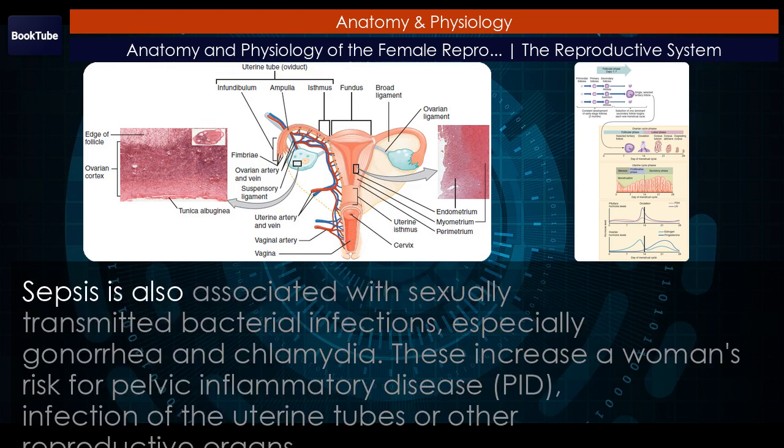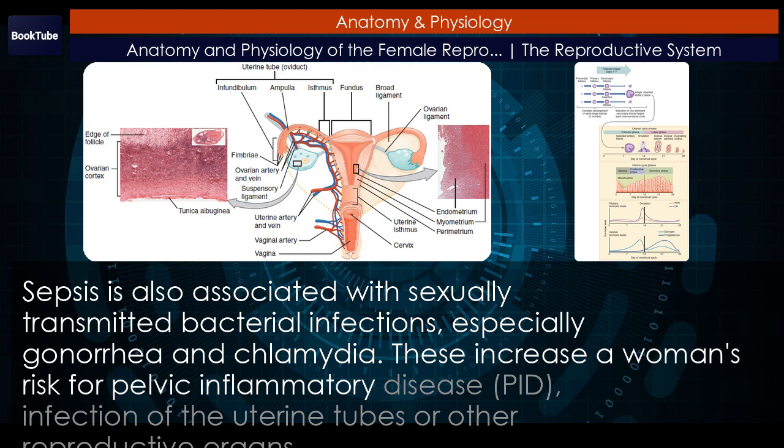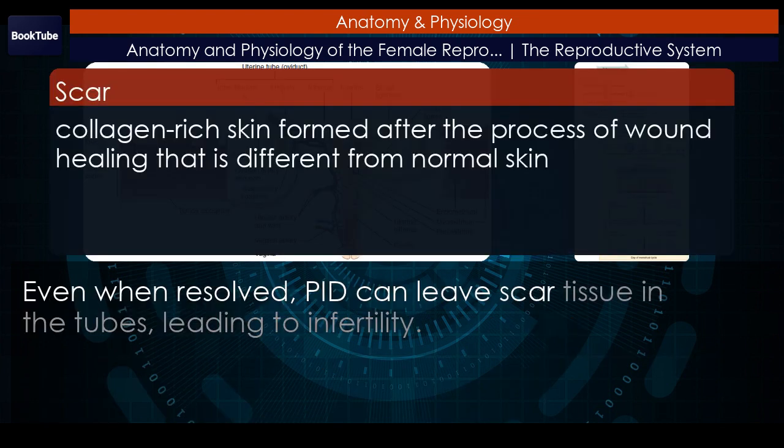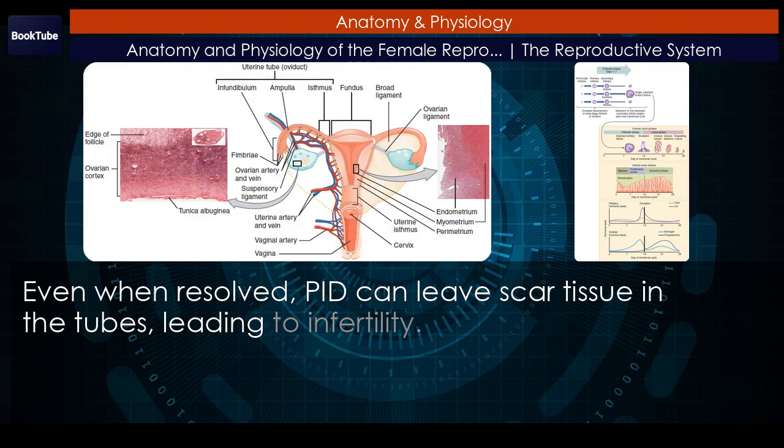Sepsis is also associated with sexually transmitted bacterial infections, especially gonorrhea and chlamydia. These increase a woman's risk for pelvic inflammatory disease, PID, infection of the uterine tubes or other reproductive organs. Even when resolved, PID can leave scar tissue in the tubes, leading to infertility.